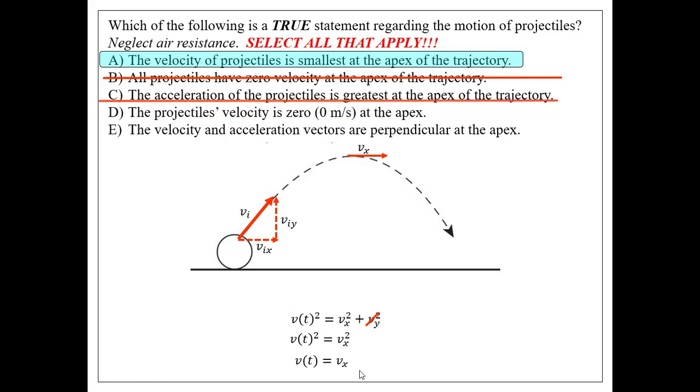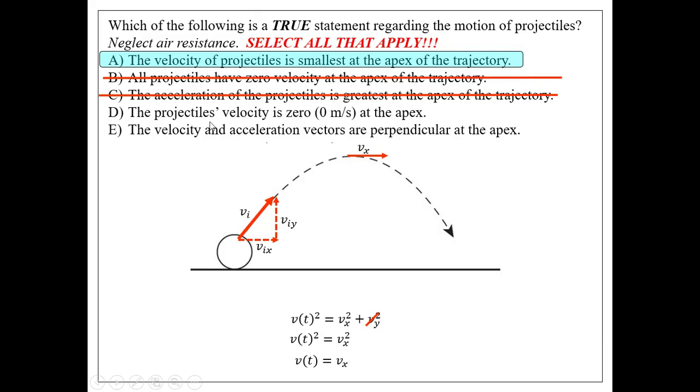All right, let's move on to C. C is whack as well. It says the acceleration of a projectile is greatest at the apex. No, the acceleration is simply the acceleration due to gravity at every single point during flight. So the fact that it says greatest is super duper whack. Okay, all right, let's do choice D.